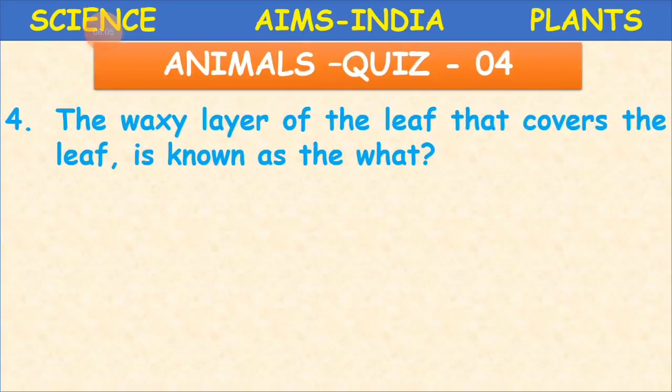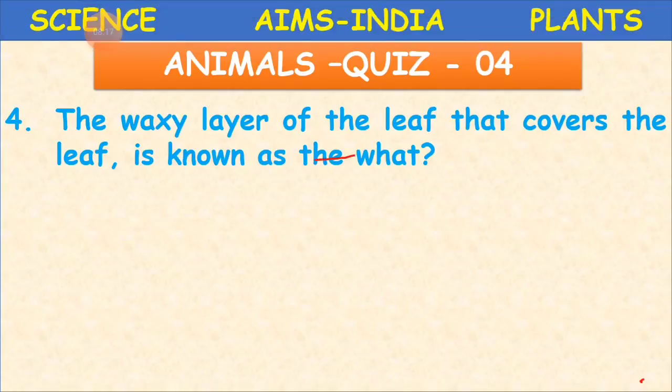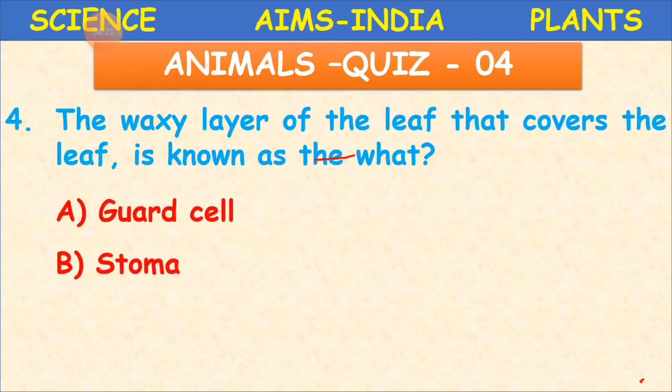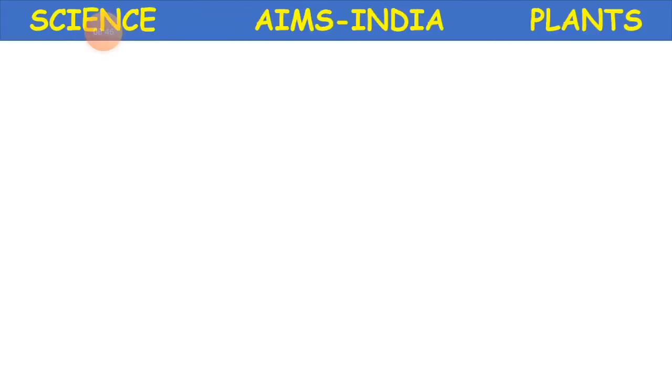The waxy layer of the leaf that covers the leaf is known as what? The options are guard cell, stoma, cuticle and vein. Any guesses, children? It is cuticle, which protects the leaf from water loss. Okay, the waxy layer. Clear, children? Again, the next question.